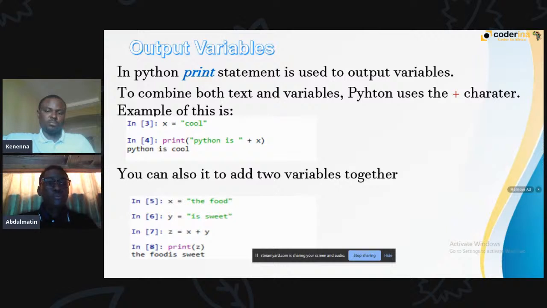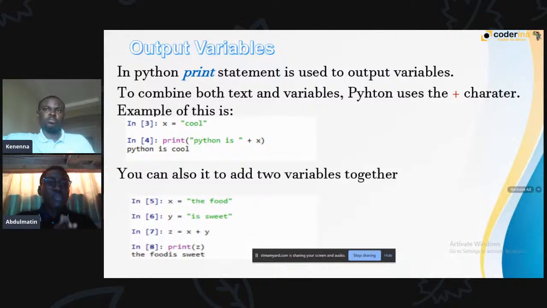To combine both text and variables, Python uses the plus character, which is the addition character. So actually, I can add my variable. For instance, I'm saying x is equals to cool, and I'm saying that it should print Python is plus x. That means it should print Python is plus whatever is inside x. Like I explained before, print is printing out what our variable is containing.